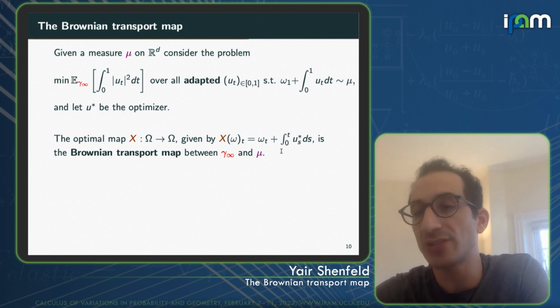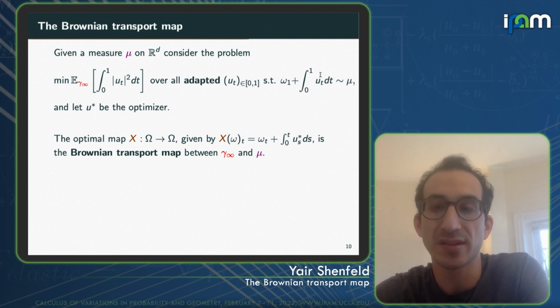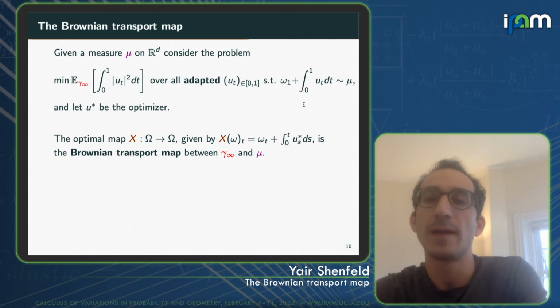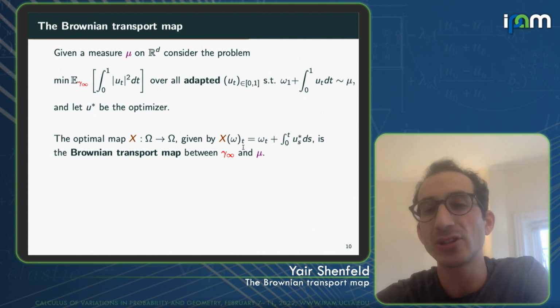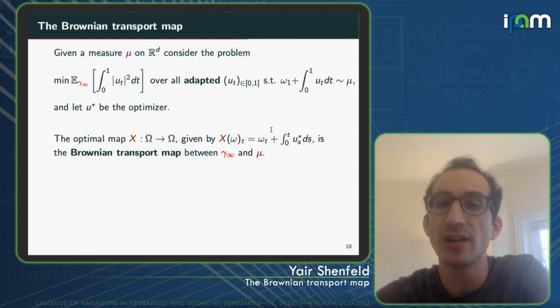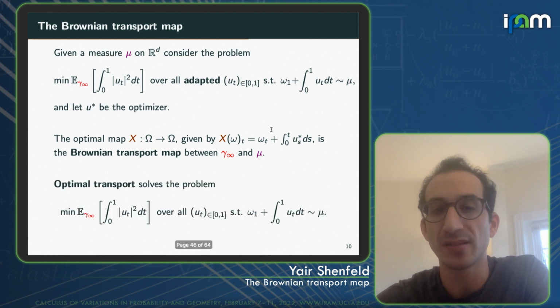Because indeed at time 1, just by construction, X of 1 is distributed like mu, because we pick this particular drift. So the fact that it transports the Wiener measure into mu is just by construction. And now we would like to say more things about this map.